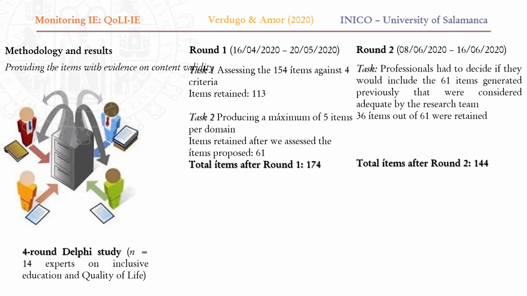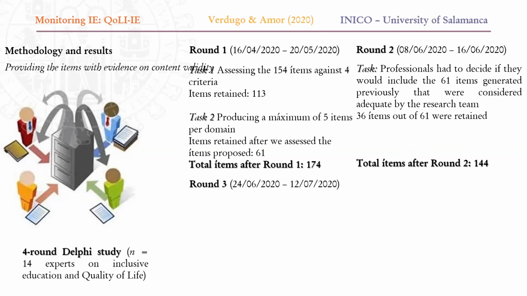In a second round, professionals had to decide if they would include the 61 items generated previously that were considered adequate by us, or not, in the final instrument. To accomplish this task, we created an online survey with 61 questions, and each question represented one of the items. Professionals had to choose between 2 options: yes, I would include the item, or no, I would not include it. For an item to be considered valid, it had to have the agreement of at least 12 professionals out of 14. This happened for 36 items.